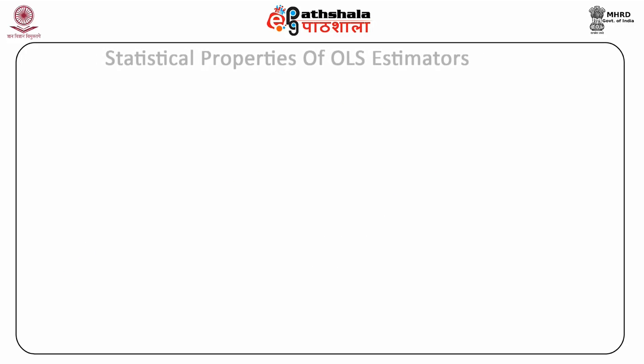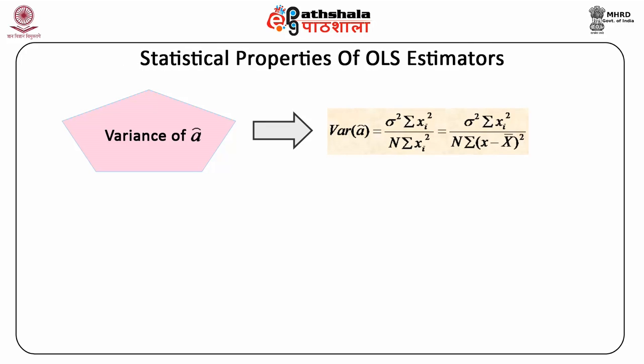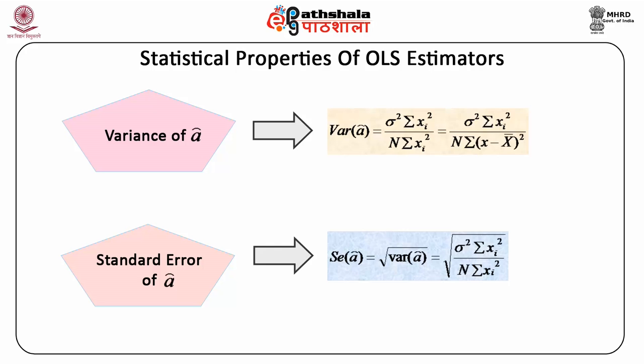Moving on to the fourth property, we have property number 4 as variance of a hat is equal to sigma square summation xi square upon n into summation xi square, which can be written as sigma square summation xi square upon n into summation x minus x bar whole square. And standard error of a hat is equal to under root of variance of a hat, which is equal to under root of sigma square summation xi square upon n into summation xi square.